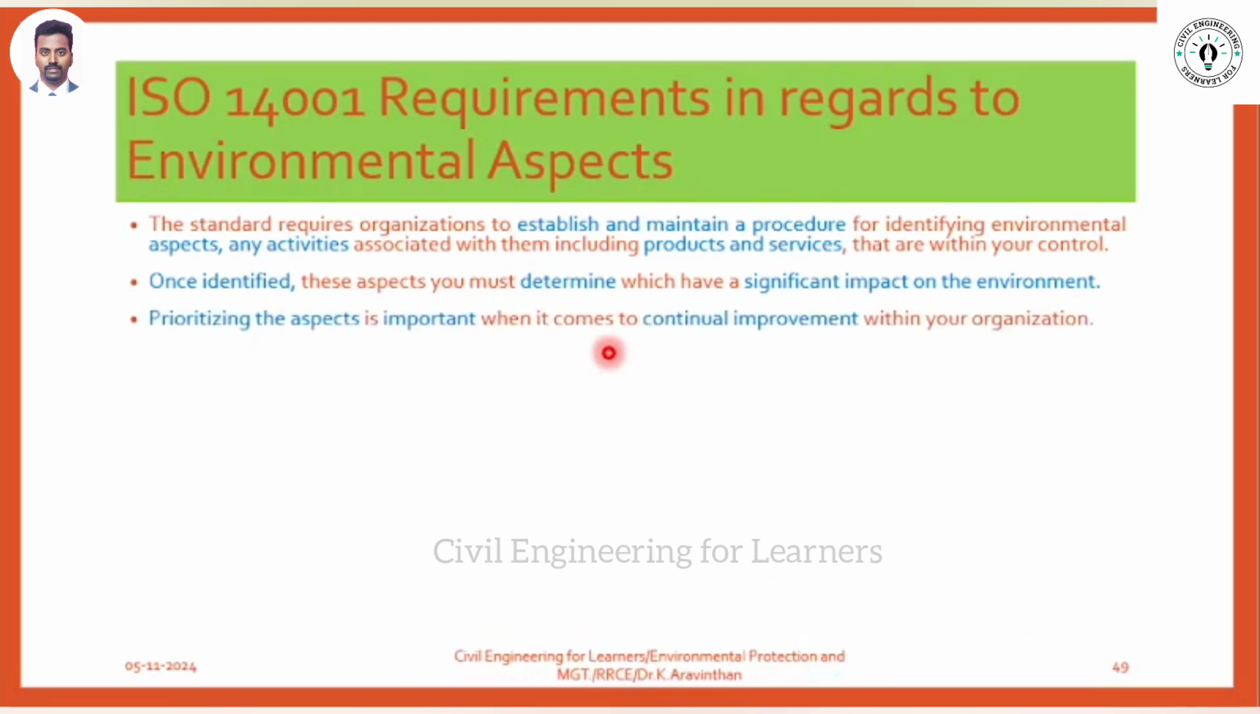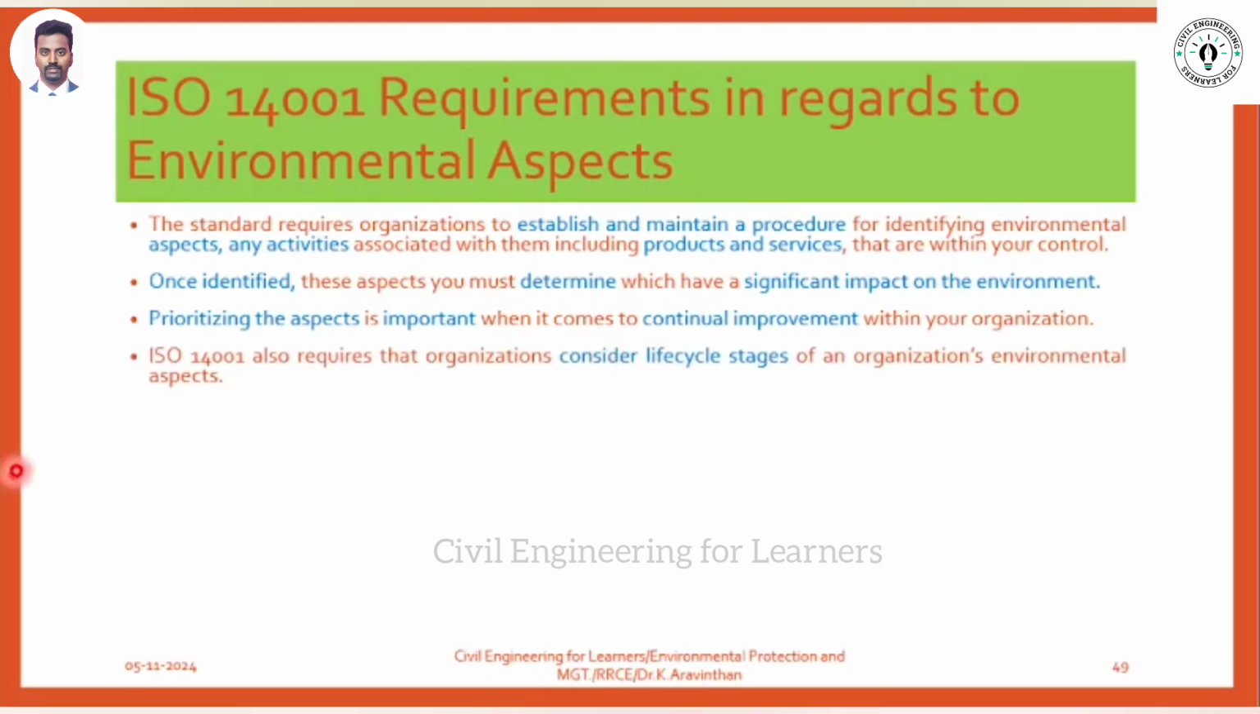Prioritizing the aspect. Which aspect has to be first and last? You have to sort it out. Sort from number 1, highly impactable and less impactable. You have to sort it out for continual improvement and consider the life cycle stages. Every product has its own cycle, starting from manufacturing, consuming, then reusing or recycling to the disposal.